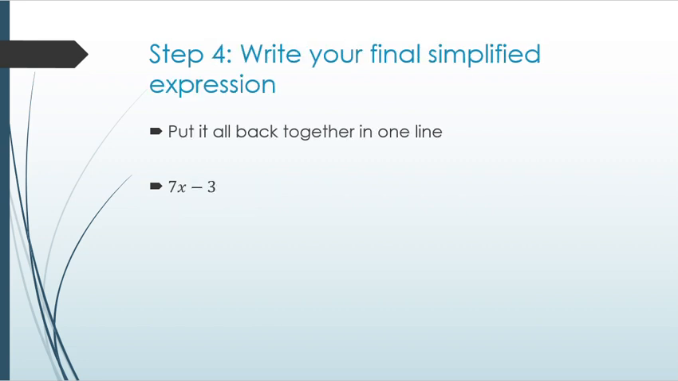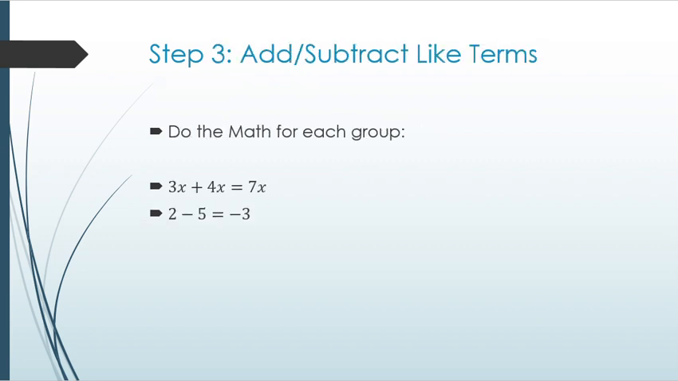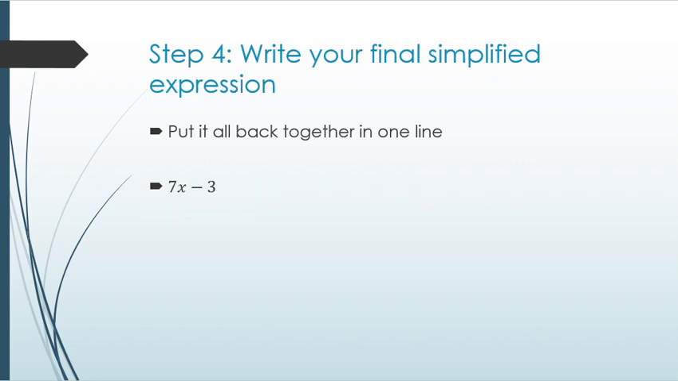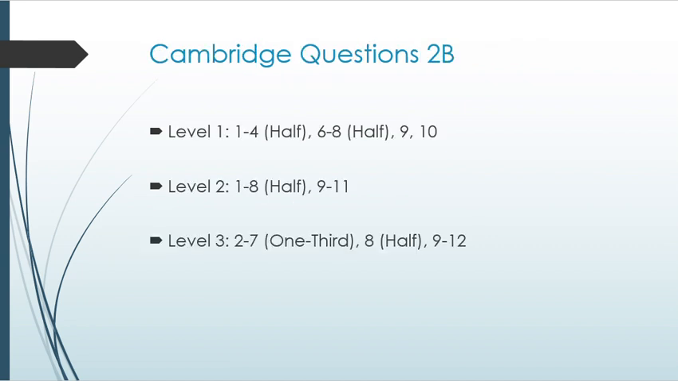Now, the final step is to put it all back together in one line. So based on step three, I have 7x and I have negative 3. So I put it together, 7x minus 3. Always put the constant terms last, okay? Constant, always last. And then everything else in the front, okay? So like variables and all that kind of stuff, always in the front. So that's pretty much chapter 2B in a nutshell.